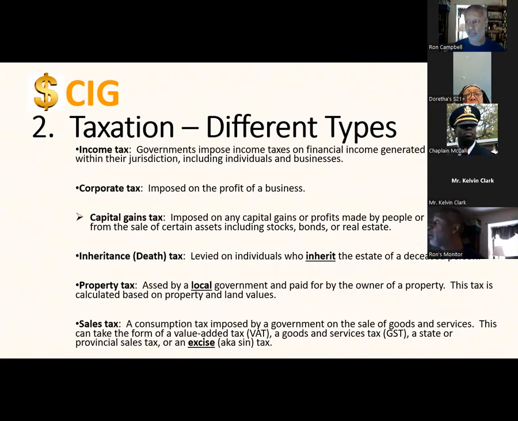What affects you and I the most is capital gains tax, and that's what I want to make sure that you and I understand. It is imposed on the capital gains or profits made by people or businesses from the sale of certain assets, including stocks, bonds, or real estate.